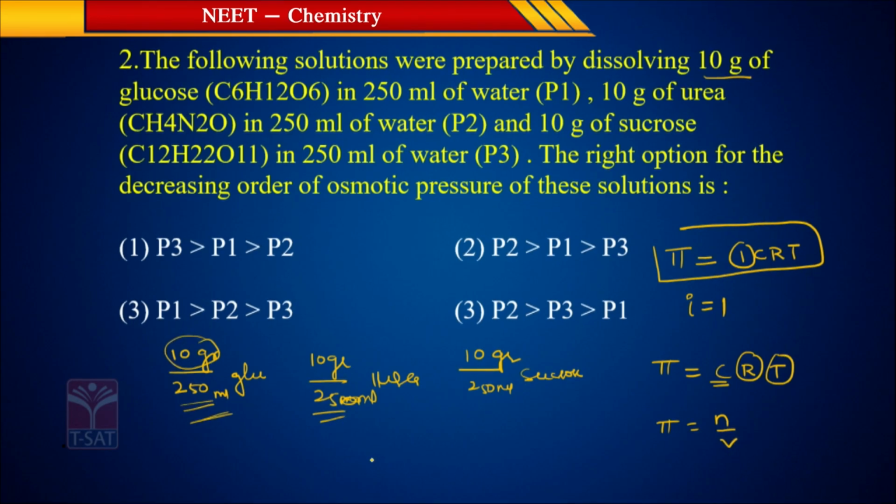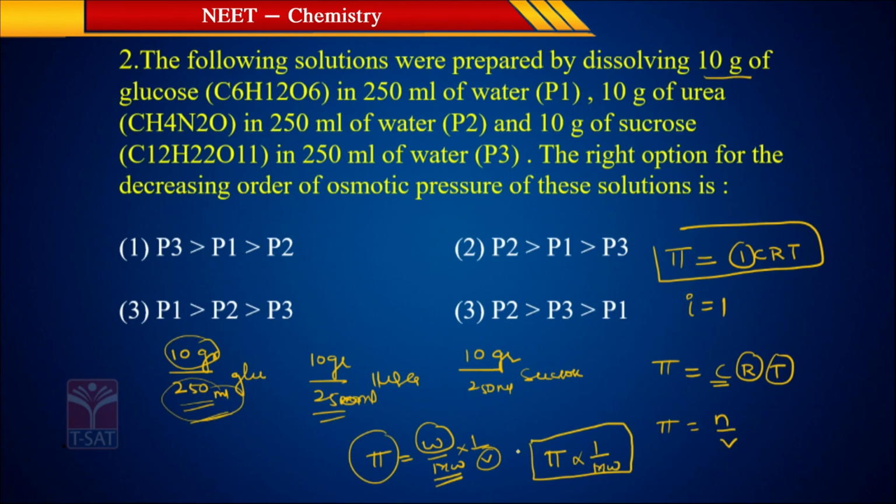n by V means we can write pi is equal to weight by molecular weight into 1 by volume. The volume is the same and the weight is also the same, right? So pi mainly depends on molecular weight. Pi is inversely proportional to the molecular weight, so the substance whose molecular weight is more has less osmotic pressure.